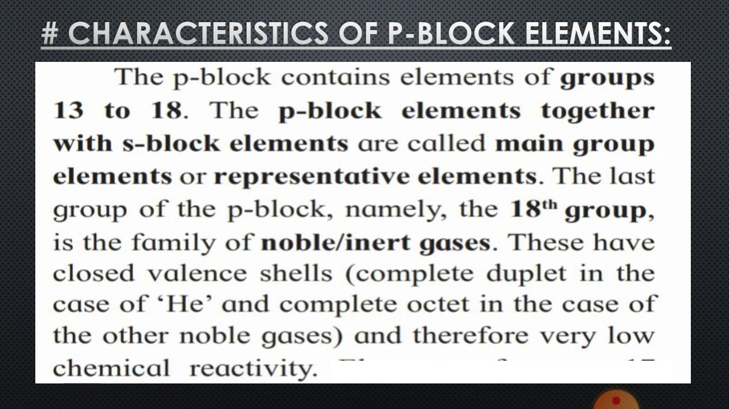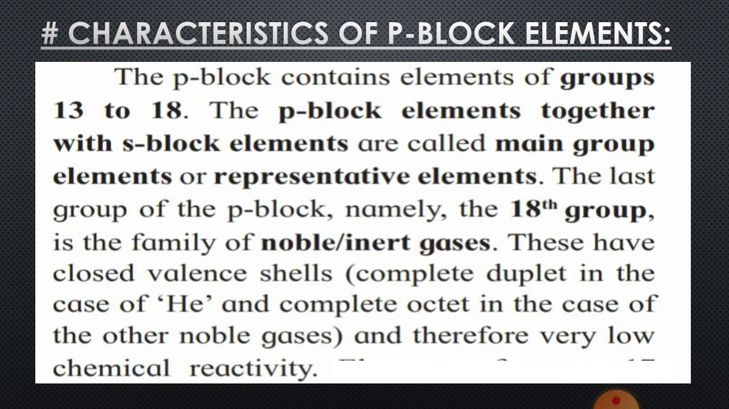Helium has a complete doublet, while the remaining elements of group 18 have a complete octet, and therefore they have very low chemical reactivity. They have very low chemical reactivity because their valence shells are completely filled. Which elements? Group 18 elements of the P block. So here groups 13 to 18 are P block elements.